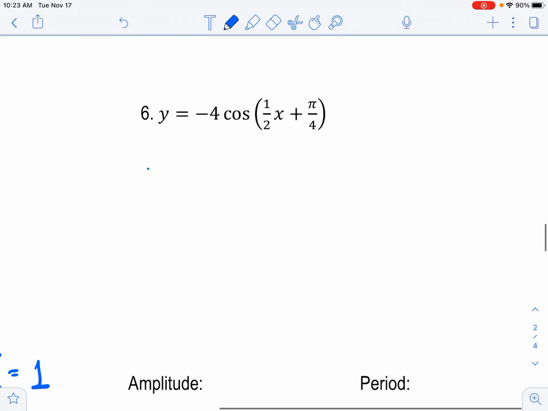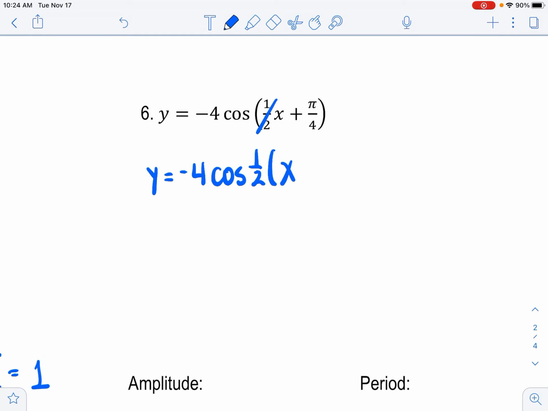All right, next one, what's the b value here? The b value is 1/2, so I have to factor out a 1/2. So I have -4 cosine of 1/2 times the quantity of x. Now I need to factor out the 1/2. So now realize I'm dividing by a half. Okay, divide this by half, it's gone.